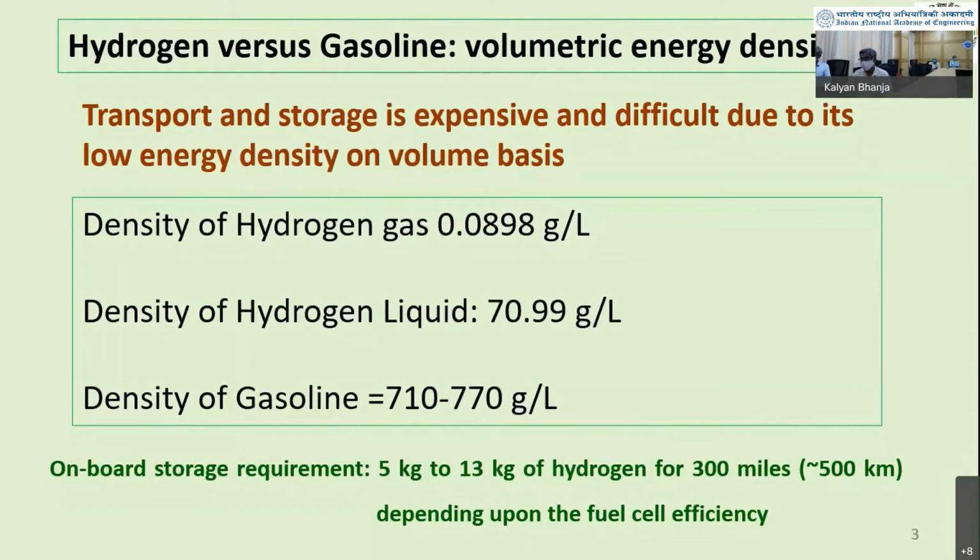And we all know that for a fuel cell based vehicle, the onboard hydrogen storage requirement is around 5 kilogram to 13 kilogram to run around 500 kilometers. So efficient hydrogen storage is the need of the hour to make hydrogen based applications or hydrogen based technology work in the transport sector.